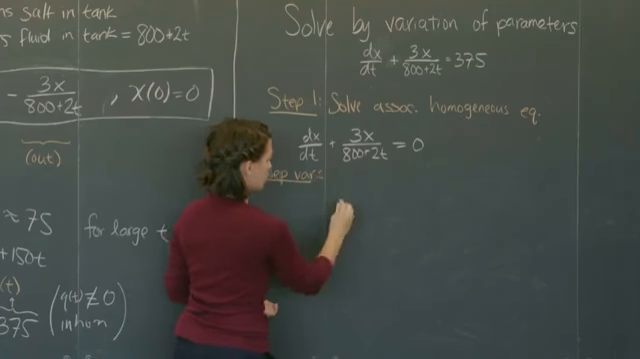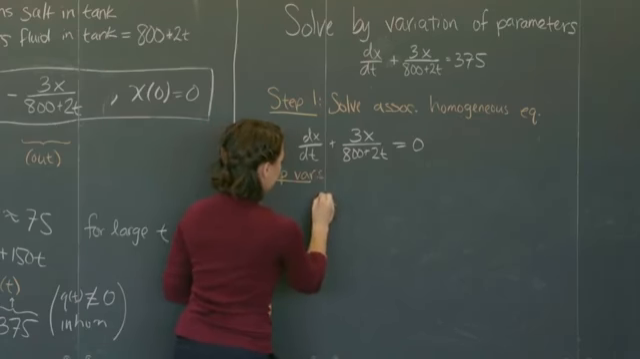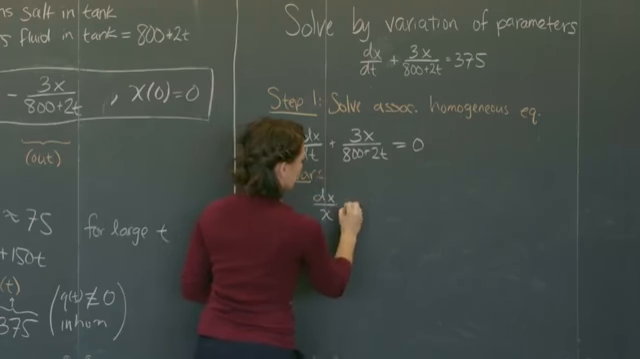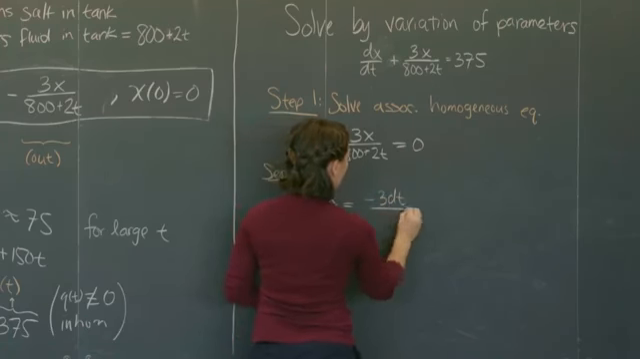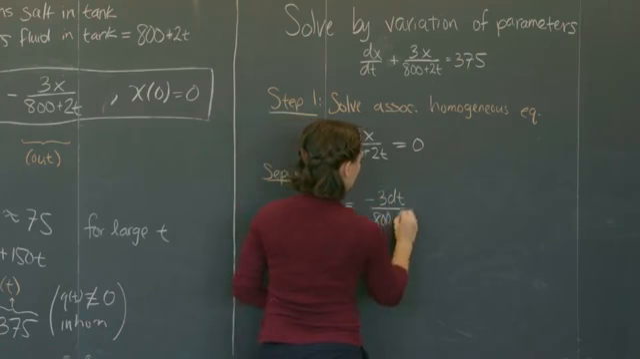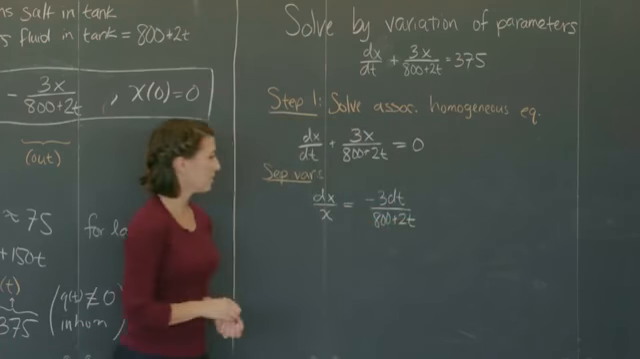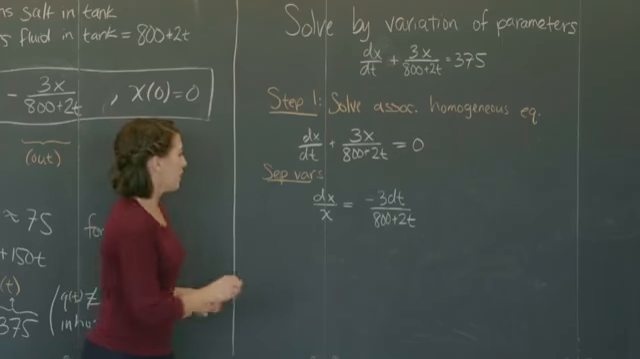If we separate variables, we get that dx over x is equal to minus 3 dt over 800 plus 2t. Now we integrate both sides.